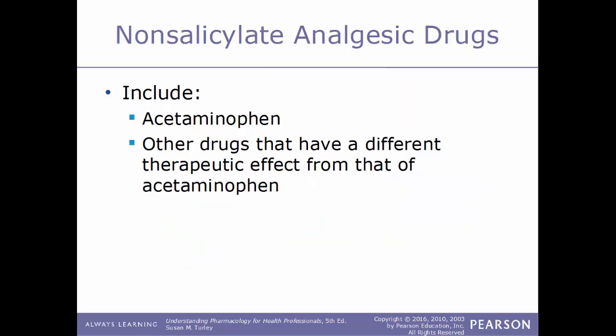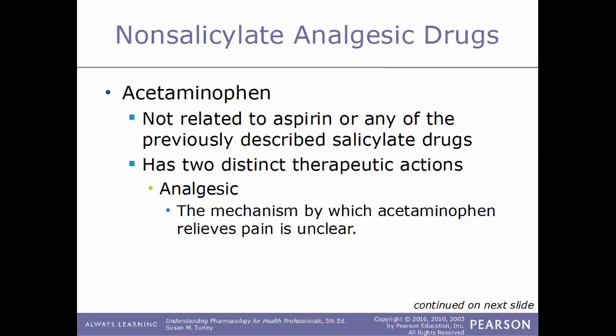All right, now we'll talk about the non-salicylate analgesic drugs. These include acetaminophen, for example, and other drugs that have a different therapeutic effect from that of acetaminophen. Now, acetaminophen is not related to aspirin or any of the previously described salicylate drugs we've already talked about. Acetaminophen has two distinct therapeutic actions. It is an analgesic, so it will relieve pain, but the mechanism of how it does so is unclear.